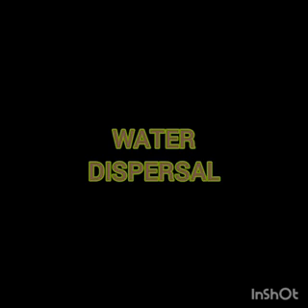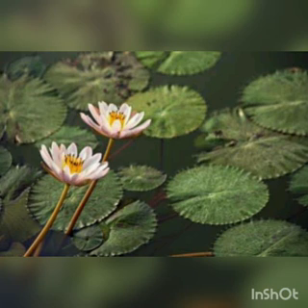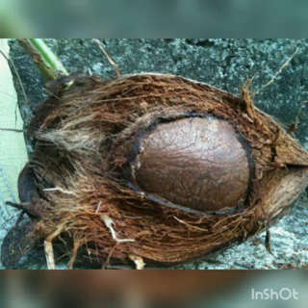Water dispersal. These plants usually grow near the water. Once the seed falls into the water, it may be carried for a long distance. These plants have fruits and seeds that can float in water. For example, water lily, lotus, and coconut. The coconut fruit has air trapped in between its husk. This makes it light and easy to float.